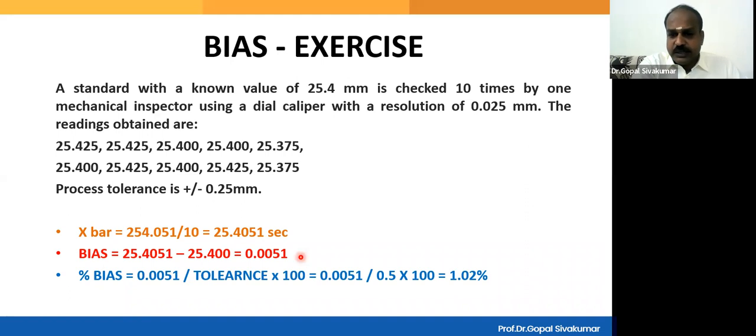Right now, your bias is positive bias because the average of your readings is more than the true value. So the bias is called positive. If it is lower than the true value, the same bias will be called negative bias.